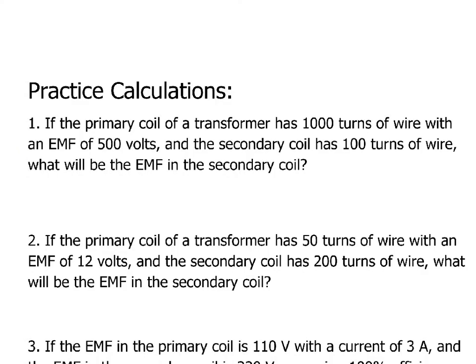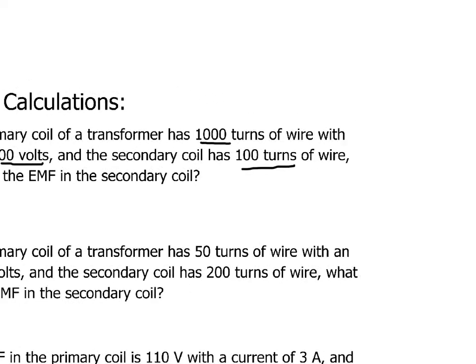All right, so we have here a problem in which a primary coil of a transformer has 1,000 turns of wire with an EMF of 500 volts, and the secondary coil has 100 turns of wire. And the question is, what is the EMF in the secondary coil?